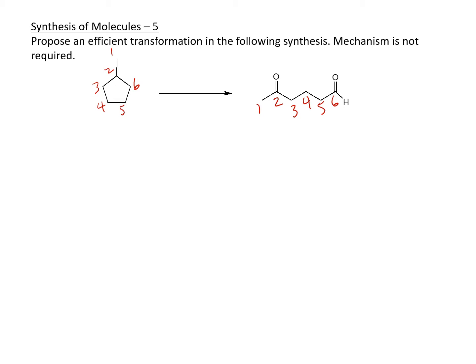So then the other thing we have to see is what kind of functional groups we have. Here we're just starting with an alkane, which is pretty boring. You really can't do much with alkanes. And then here we have a ketone and an aldehyde.